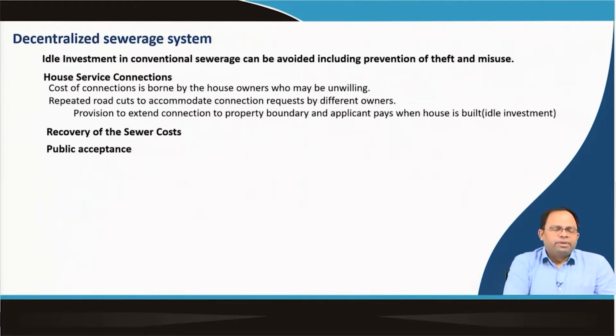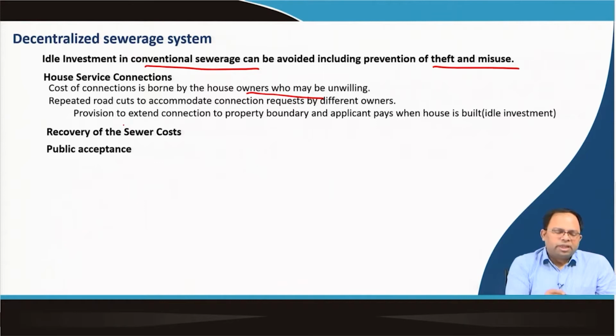In addition to that, we know that in conventional sewerage systems there is a lot of idle investment. That means we have to construct a lot of pipeline which would not be used, and then there could be theft and misuse of those kinds of systems. And then another issue is house service connection, because the cost has to be borne by house owners. They may be unwilling to connect their building with the sewerage network, or they may be constructing the building much later than the sewerage network. So there would be repeated cuts of the road to accommodate this connection by different owners, right? So this is a problem.